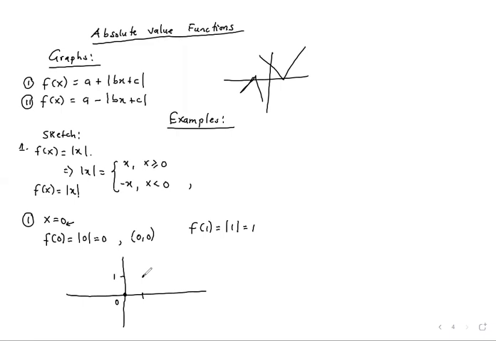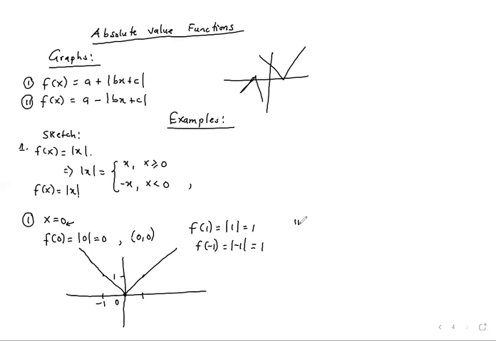Pick a number less than 0. F of -1. The modulus of -1 is just 1. So we have -1, 1. So we know this is going up. This is going down. So we have sketched our function.